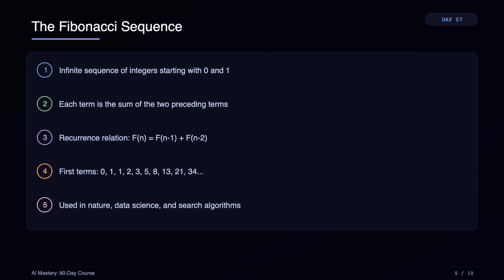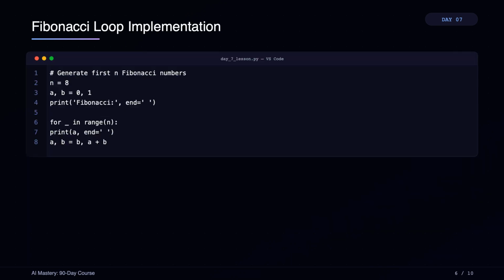Fibonacci numbers are found everywhere, from flower petals to financial algorithms. To generate them in code, we must track the two previous terms and update them iteratively. Here is the elegant Python code to generate the first 8 Fibonacci terms. We start by initializing the first two terms. Variable a represents the current number set to 0, and variable b represents the next term set to 1. Inside the for loop, we print the value of a.